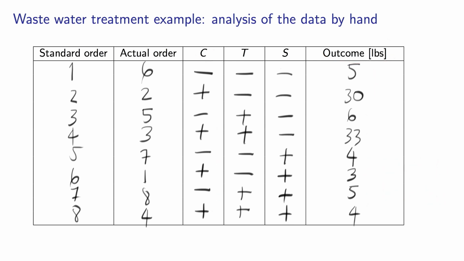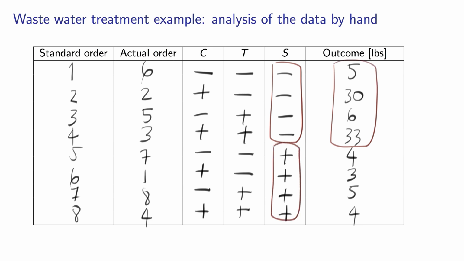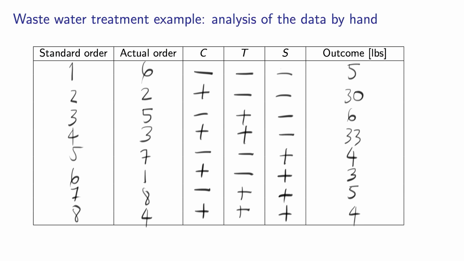Take a look at the effect of factor S. The first 4 experiments have a very high level of pollution on average, while the last 4 experiments have a low level of pollution. That also matches with factor S. We can already tell just from this table that factor C and factor S are going to be really important to understanding the results.